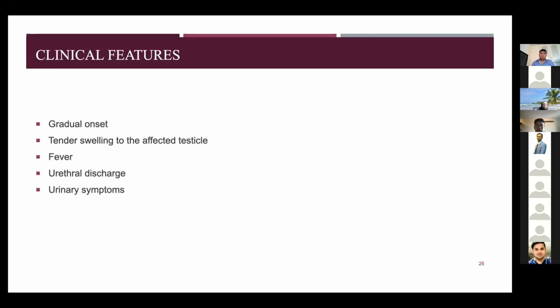So the clinical features, as suggested, are gradual onset over days. There may be tender swelling of the affected testicle, overlying skin changes such as erythema, and associated symptoms such as fever, urethral discharge, and urinary symptoms. A systemically unwell patient with epididymo-orchitis might need admission, and the complications may include abscess as well.